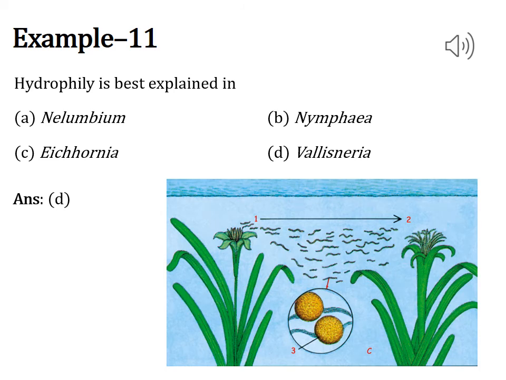11th example: hydrophily is best explained in. The options are Nelumbium, Nymphaea, Eichhornia, and the last one Vallisneria. So the answer is Vallisneria. Hydrophily is nothing but pollination that takes place in a water medium. In Vallisneria, male and female plants are separate, and they are dioecious in nature. Male flowers release the pollen grains into the water, and they float on the water, reach the female flower, and fuse with the egg. So this is best explained in Vallisneria.